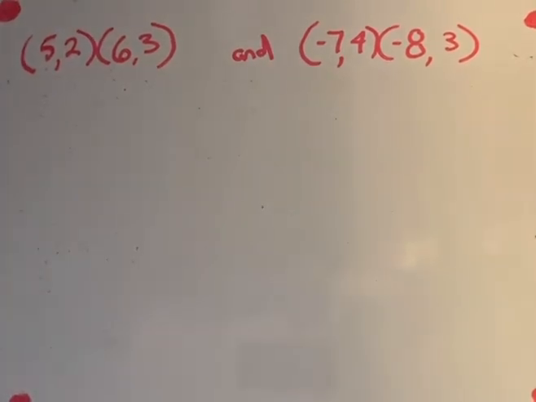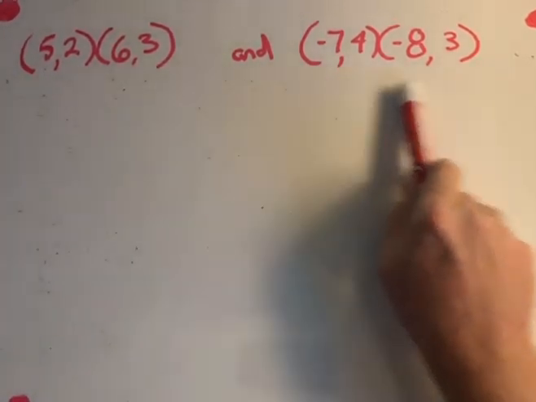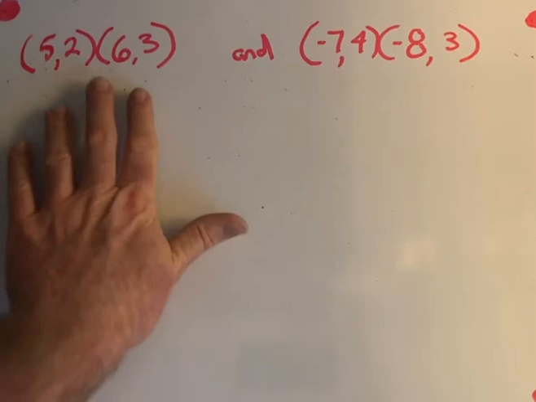Hello again, guys. So for this particular problem, we are going to tell whether the lines containing the pair of points are parallel. So I want to find the slope of this line, and then I'm going to find the slope of this line, and I'm going to determine if these two lines are parallel, because if they are parallel, they will have the same slope.